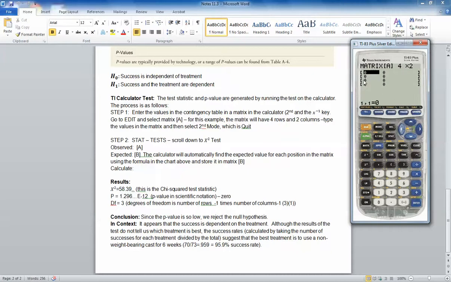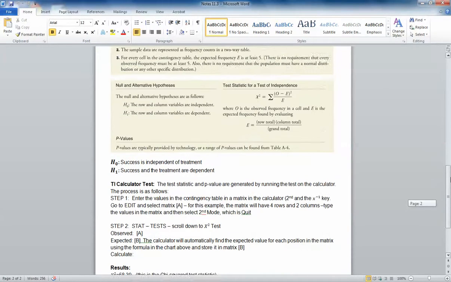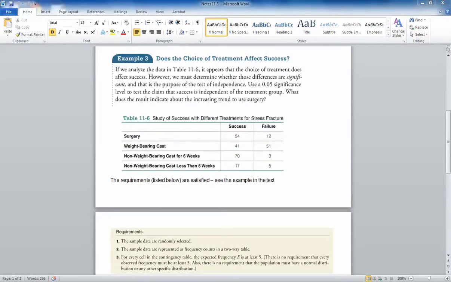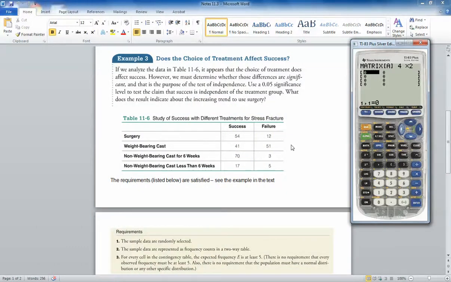Then we want to enter the specific values from our contingency table in here. So what we're going to type in first is 54. As you hit enter, it'll move to the next space in the row. 12, 41, 51, 70, 3, 17, and 5. So we have our items stored in matrix A.